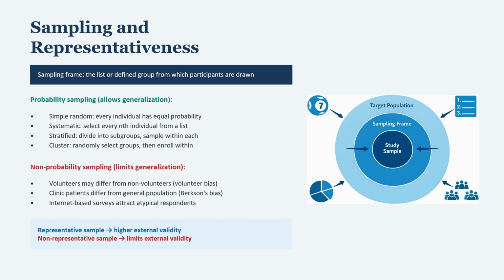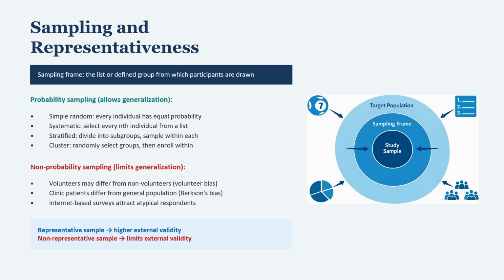Systematic sampling selects every nth individual from an ordered list. Efficient, but can introduce bias if there's a periodicity in the list that aligns with the sampling interval. Stratified sampling divides the population into meaningful subgroups, age groups, breeds, regions, and samples within each stratum, ensuring representation across all subgroups. Cluster sampling randomly selects groups, herds, farms, schools, then enrolls animals within selected clusters.